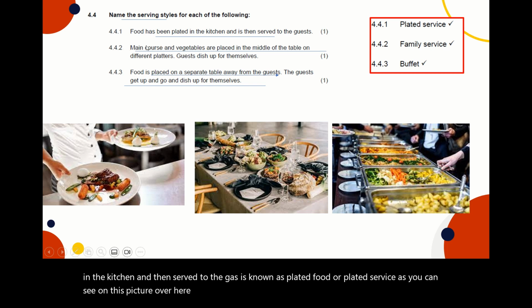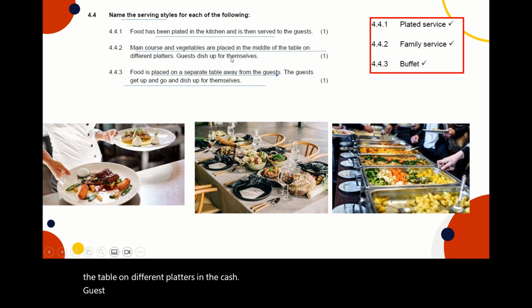The main course, number 2, and the vegetables are placed in the middle of the table on different platters, and the guests dish up for themselves. This is family service, as you can see over here. The food's placed in the middle of the table, and the guests can help themselves.